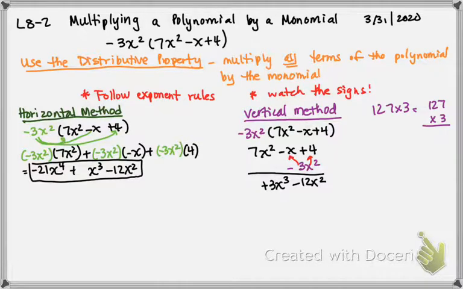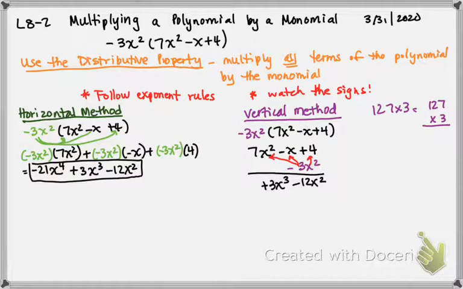So when I multiply a negative 3 times a negative 1, I get a positive 3. So, yes, sorry, going too fast. My brain is going in 3 directions at once. And then next one, I have negative 3x squared times positive 7x squared.